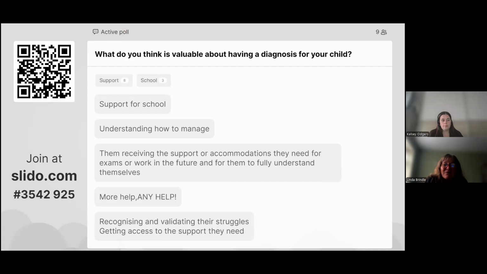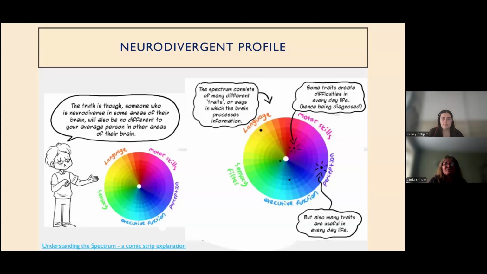Getting more help and any help. I can really hear that plea of really having struggled to get that help. Them receiving the support or accommodations they need. Yes, exactly. So talk about reasonable adjustments that should be made to support people with differences, whatever they may be, both at school, but also in the future, and helping them to understand themselves. There's something that can be really important when somebody makes sense of what's going on for them, and it all sort of makes a lot of things click. So we understand why having that sense can really make a difference for people, understanding how to manage and support in school. Thank you.